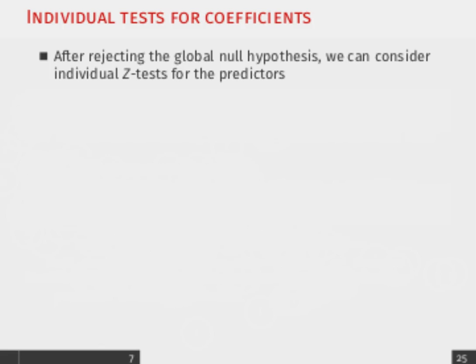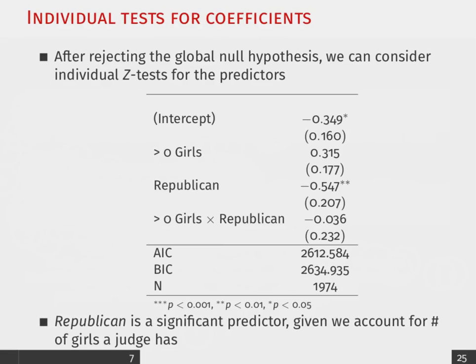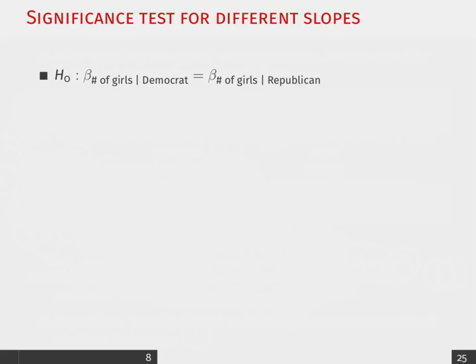But let's just say that we don't. And so the first thing I want to do is just go over the individual tests for coefficients again. So we have rejected the global null, so let's consider going through each of these. And again, we did this last time, but just in case we didn't, I want you to know how to do this. And so looking at the estimated coefficients here from the logit regression, we can see that Republican is the only significant and reliable predictor. And this is given that we have accounted for the number of girls that a judge has.